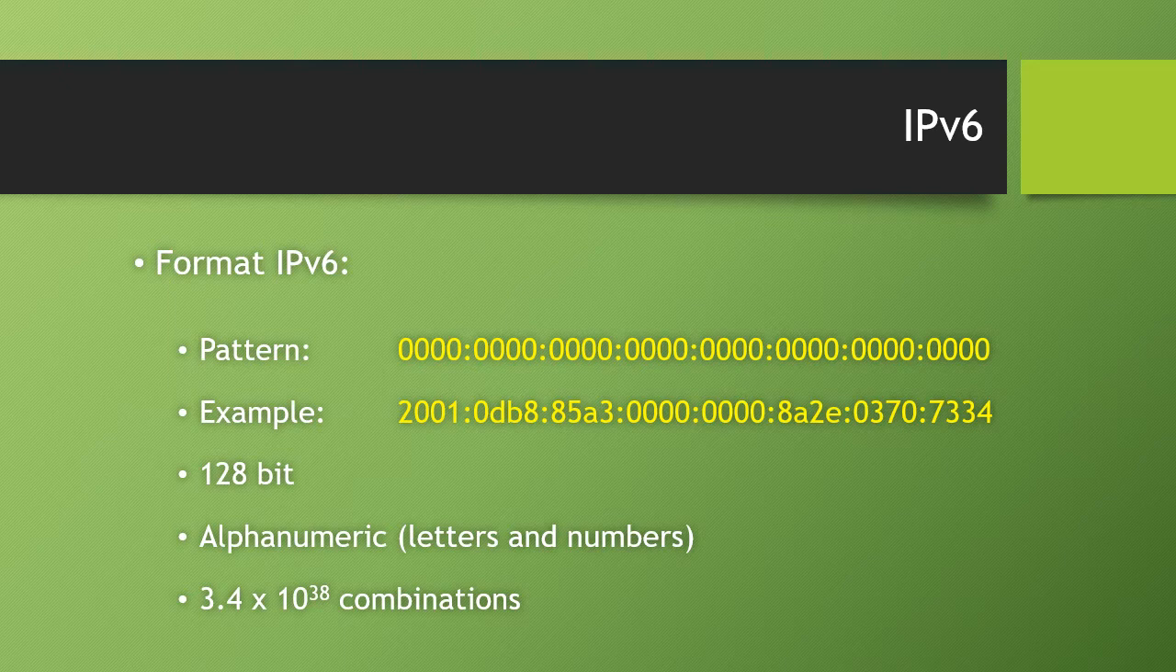Instead of 32-bit, it's 128 bits, so 4 times larger, and it's alphanumeric. So instead of just 0 through 9, you have 0 through 9 and A through F as well. This leads to 3.2 times 10 to the 38th combinations, which is just an absolutely huge number. You will never run out of unique addresses with this formatting system.